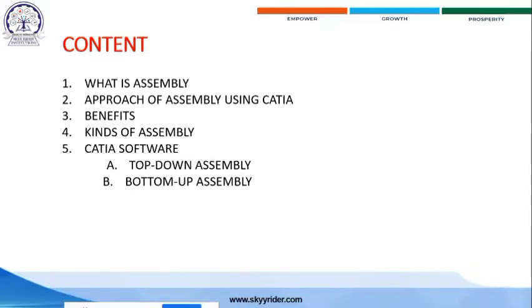Okay, now I'll just repeat the same thing. Today's content is, first of all, we should know a little bit of the theory part, then I'll jump into the software part. So first, what is assembly, the requirement of the assembly, the benefits of the assembly, and the kinds of assembly. We should know about the kinds of assembly, and inside the software we will see the top down assembly and the bottom up assembly.